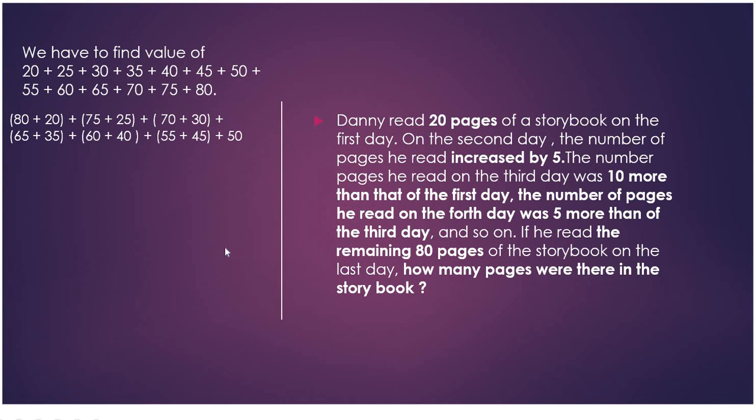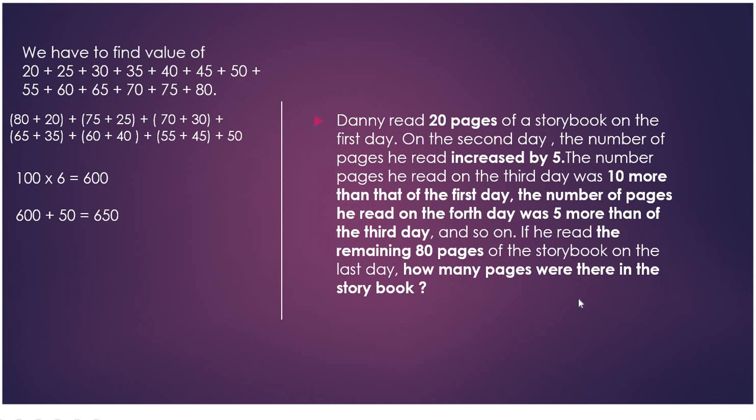So 100, how many pairs do we have? 1, 2, 3, 4, 5, 6. So 100 multiplied by 6 equals 600. 50 plus 600 equals 650 pages in the storybook.